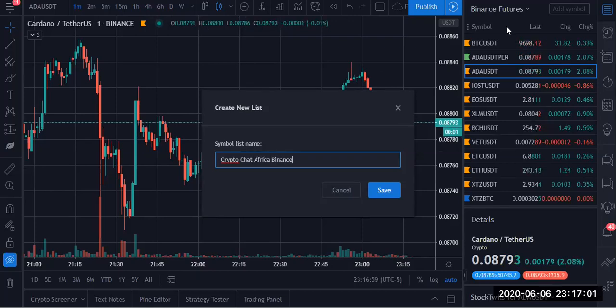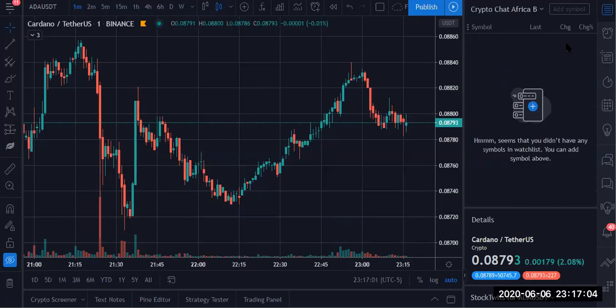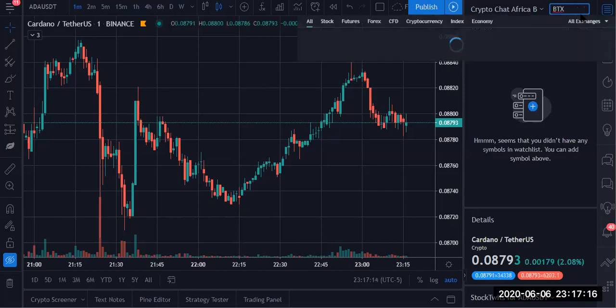Africa Binance. Okay, that's what we're gonna do. We're gonna set a new list, and I can show you how to set a chart and everything. But we're gonna do this. So just imagine that this is the Binance chart right here, and you can color coordinate. So this is gonna be BTC USDT.